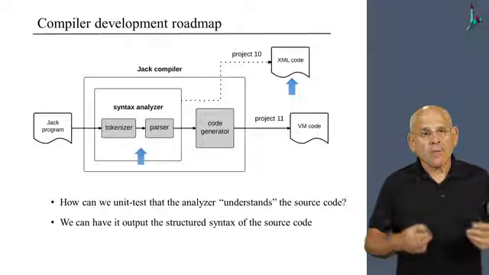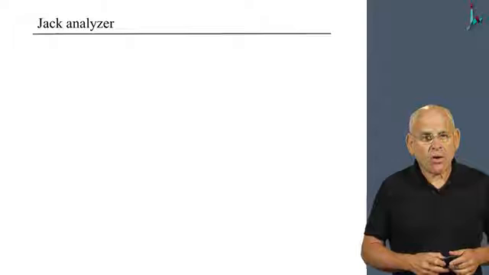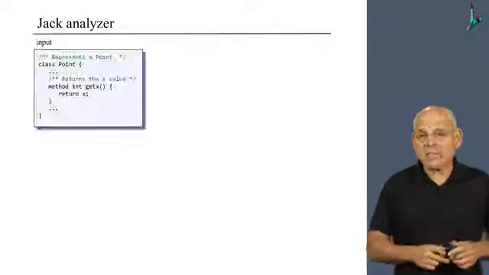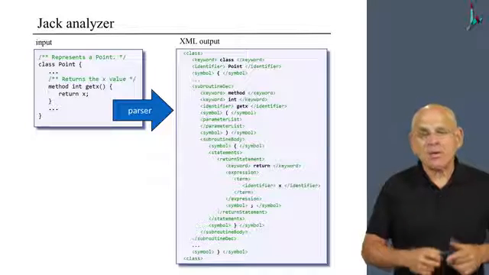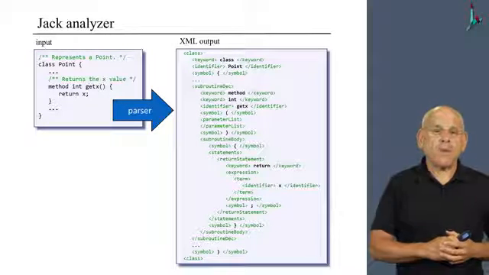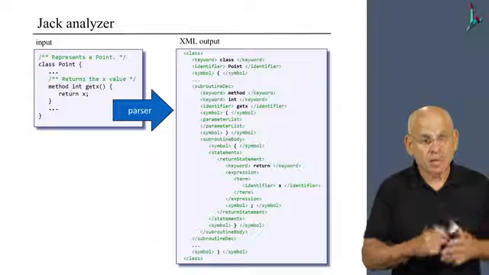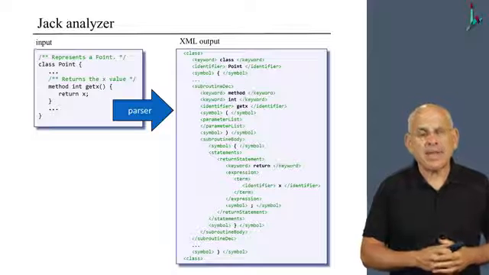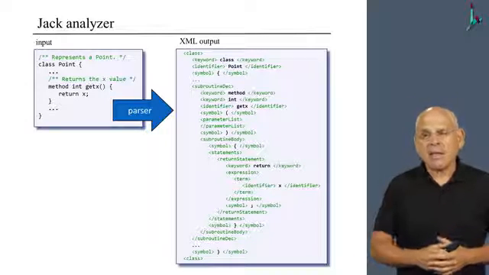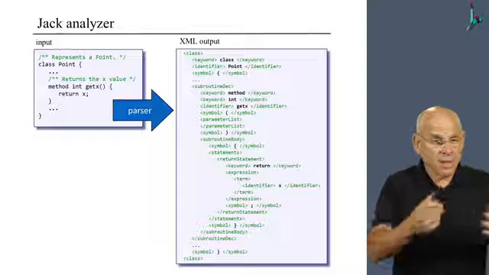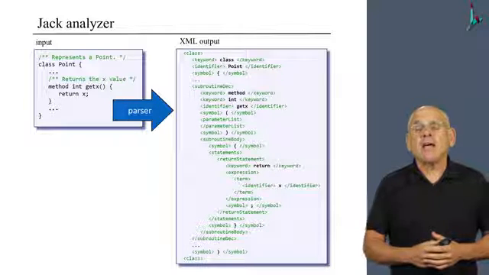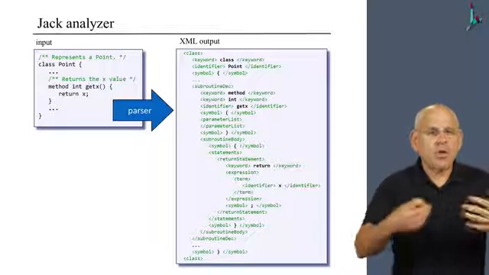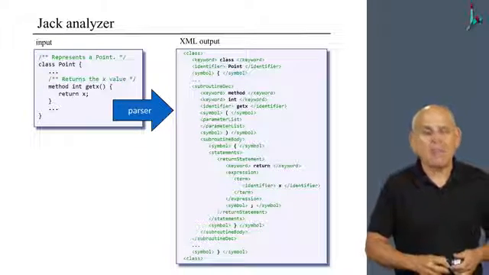So here's an example of some source code that we saw before, and here is the XML output that our analyzer will output when it processes this particular source code. And by the way, I use the terms parser and syntax analyzer interchangeably, and in the context of this unit and the subsequent units, when I say parser, I mean the parser which already has the tokenizer embedded in it.